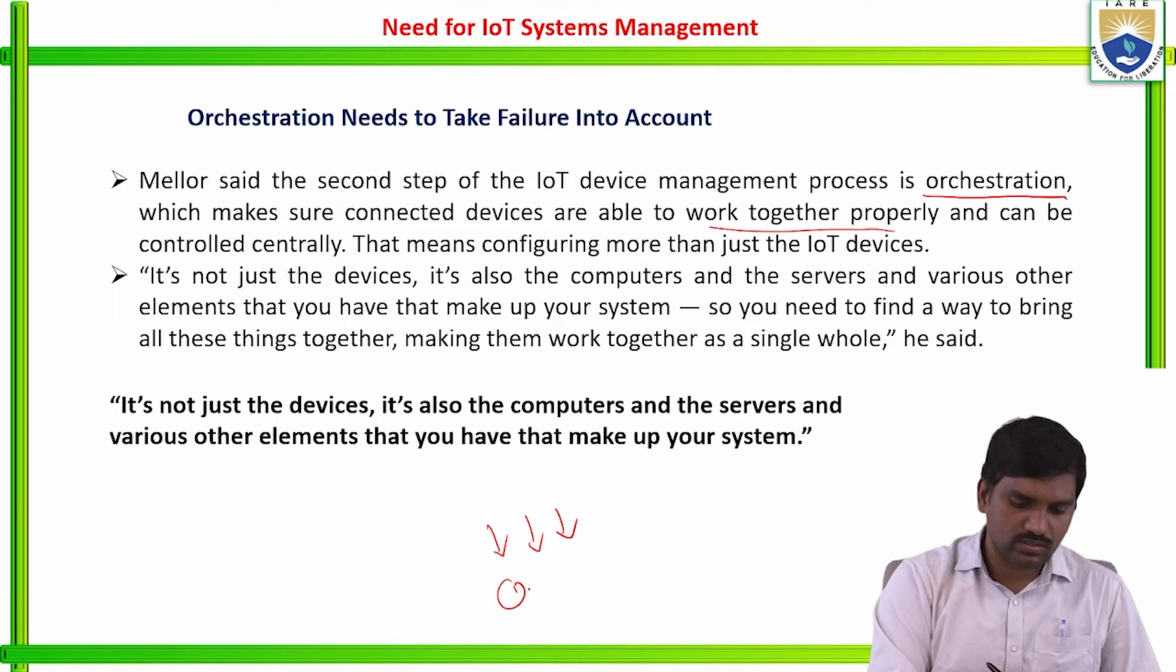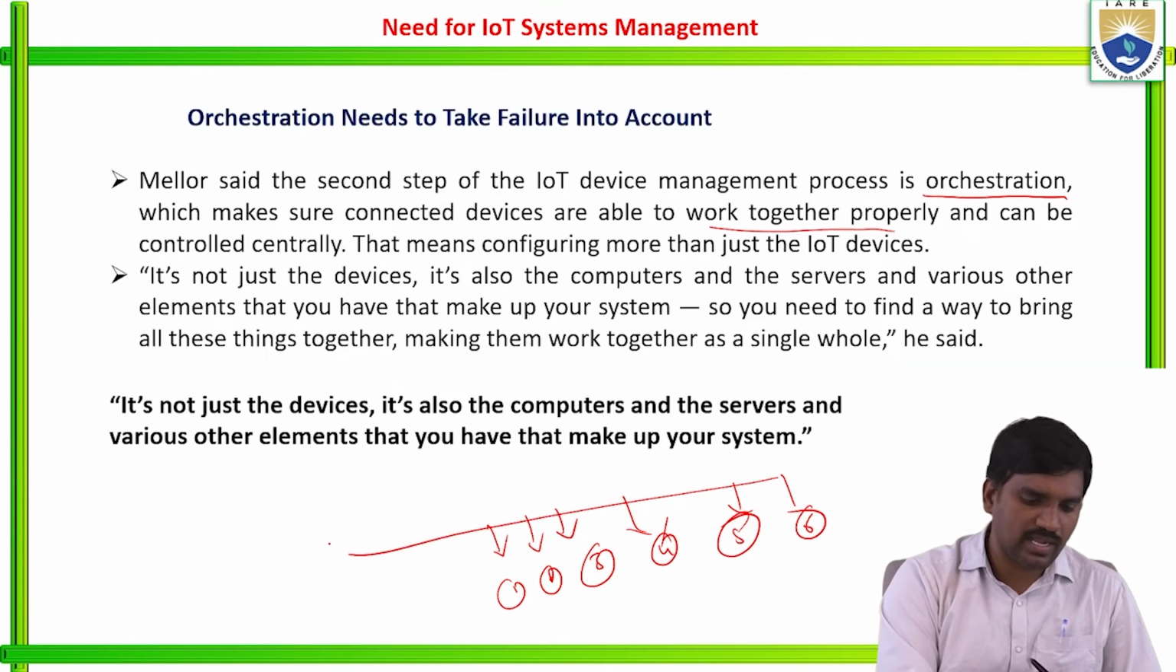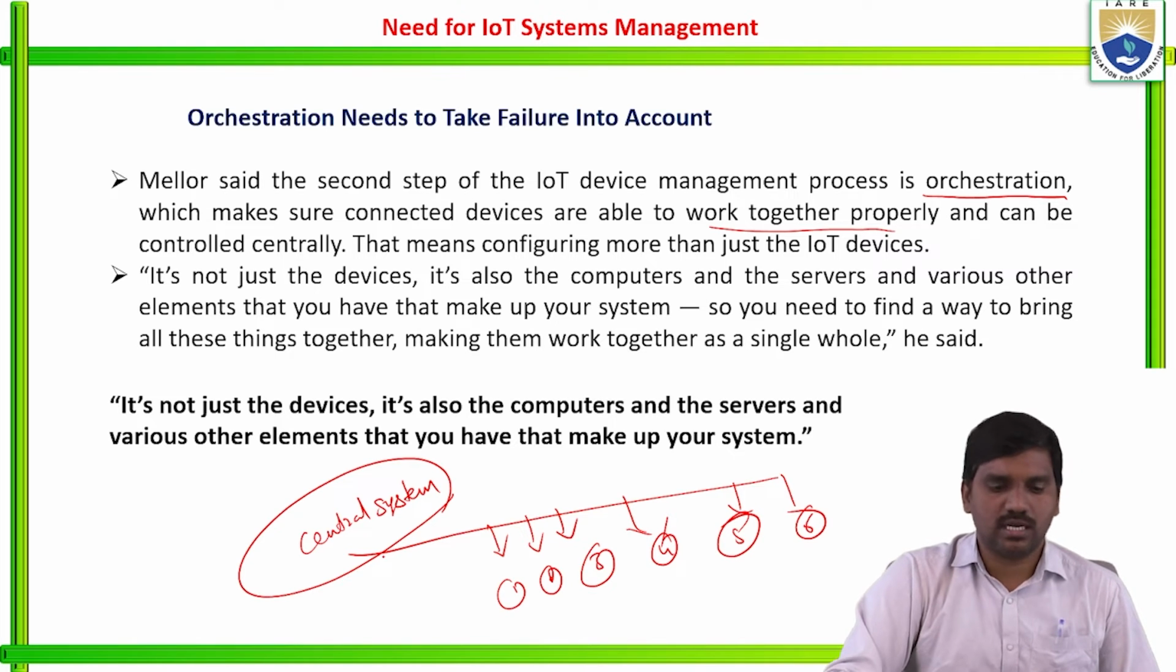So system 1, system 2, system 3, system 4, system 5, like that we have different systems. All the systems are controlled by one central system. So this is how it controls centrally. The second sentence says that it means configuring more than just the IoT device. So with the help of this type of configuration, we can add more devices to the internet. That is one of the main roles of IoT device management.